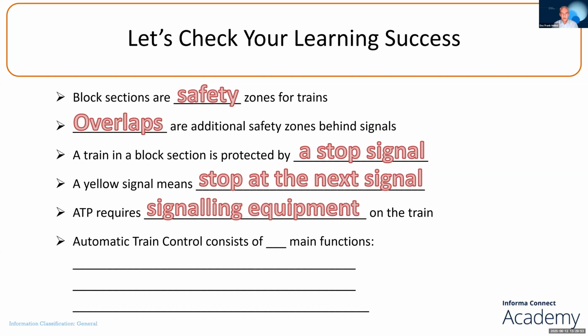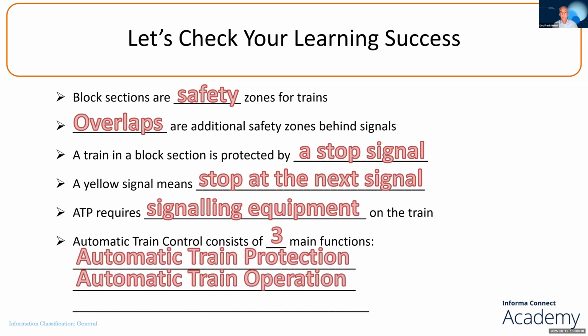And automatic train control consists of how many main functions? It's not 25, it's not even 12, it's 3. And those 3 are, what was the framework? POS. So automatic train protection, automatic train operation, automatic train supervision. Now, if I was a betting man, I would be pretty sure that every one of you has answered pretty much every one of those questions correctly, which means that you have learned something.